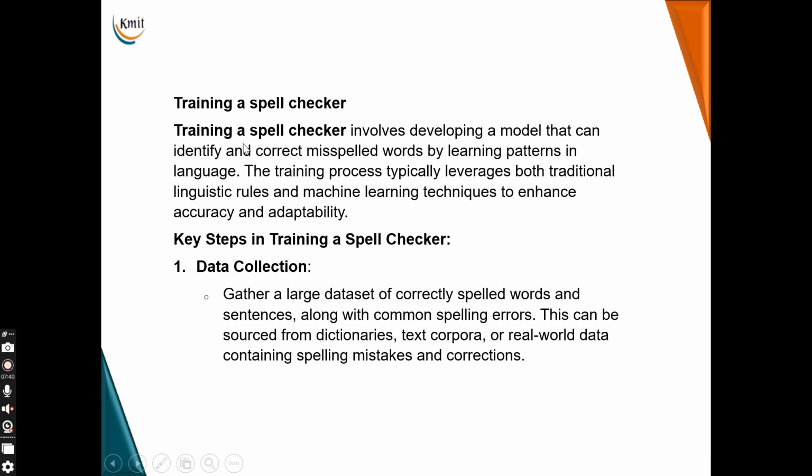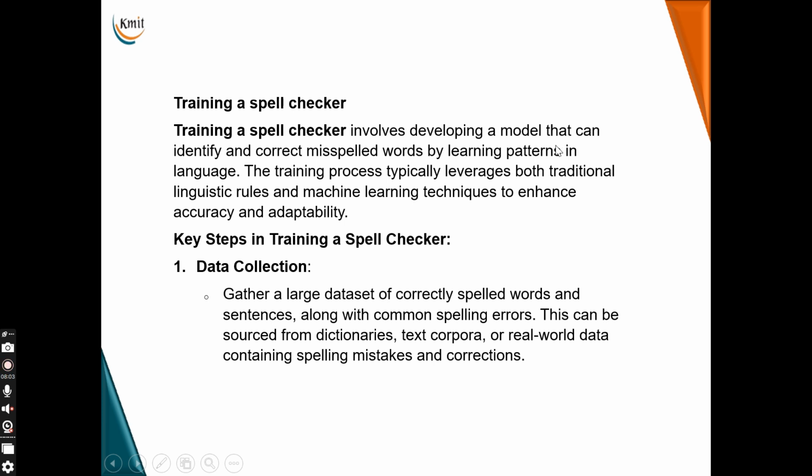Now, training the spell checker. How are we training the spell checker? As I told, the baseline spell checker has the language's built-in dictionary. Whichever word is there in the dictionary, it will identify. If a specific word is not there in the dictionary, it will be highlighted as an error. So how are we training the spell checker with attention?